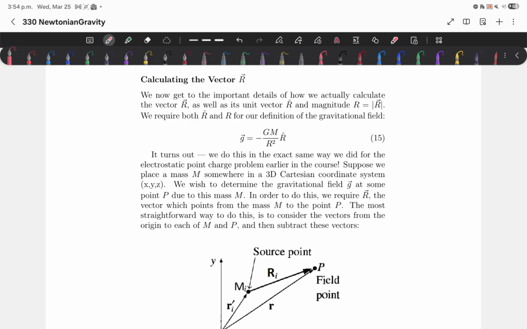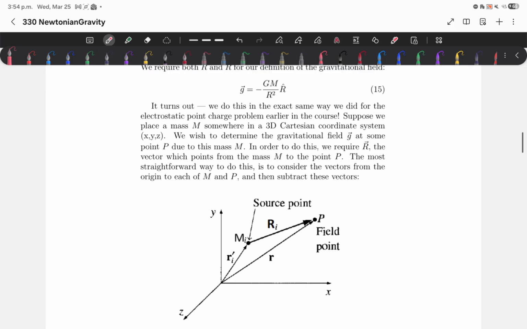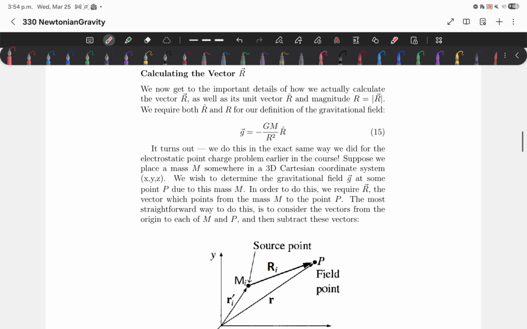That's why we have this same figure here. I quite literally just went into Paint and replaced Q with M. That's how similar doing these problems is. This is the same figure we had earlier in the course. So we have a mass somewhere. We define the R prime vector as being from the origin to that mass. Then we have a point where we want to calculate the field. That's what we call the R vector. The big R vector is the subtraction of those two. Okay, so you subtract those two little r's, you get the big R. That's the one we need in our gravitational field equation.